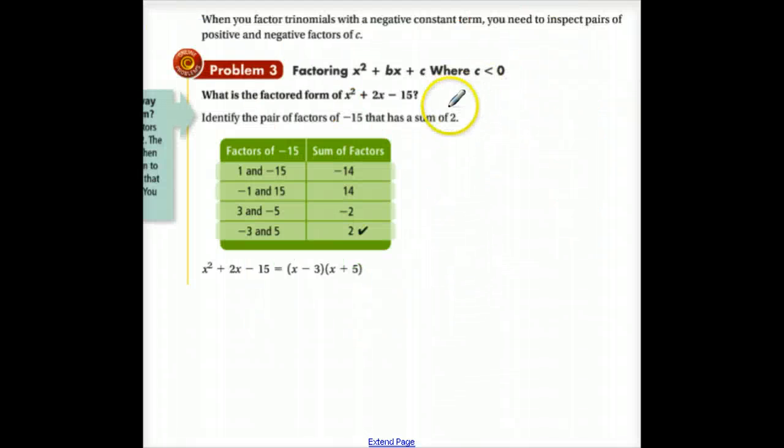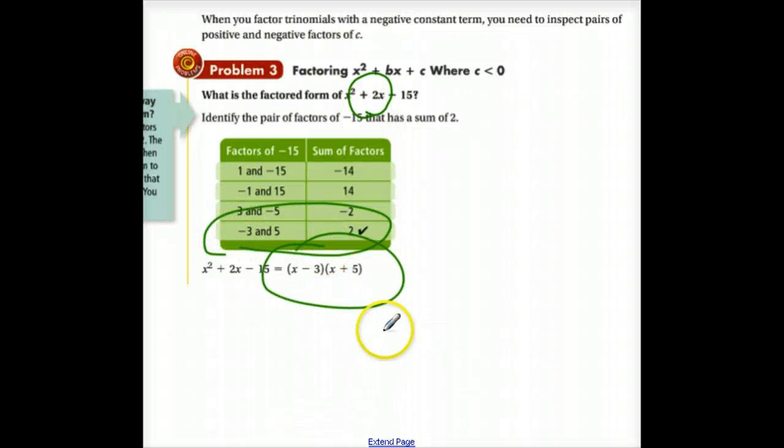Third example, sometimes C, or your constant, is negative, so that changes things too. In this example, we need a product of negative 15. Well, a negative number must be a negative times a positive. So they did 1 and negative 15, or negative 1 and 15, 3 and negative 5, or negative 3 and 5. These will all have different sums when you add them together, based on which number was negative. They found that the negative 3 plus a positive 5 gives you that positive 2x. So their final factored form was x minus 3 times x plus 5.